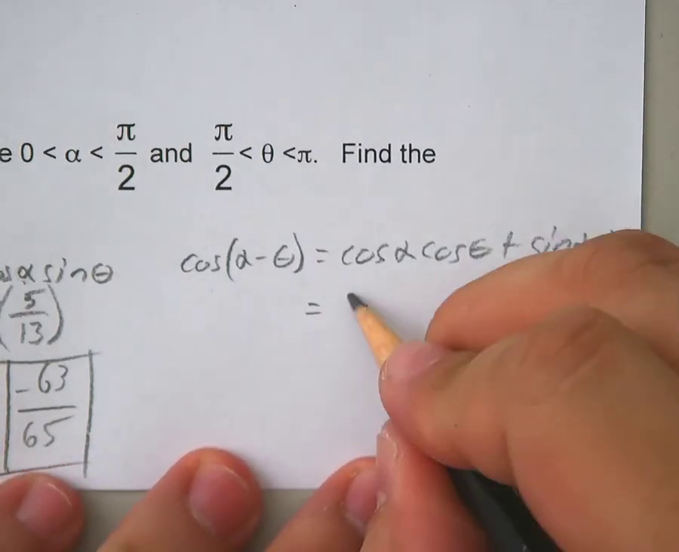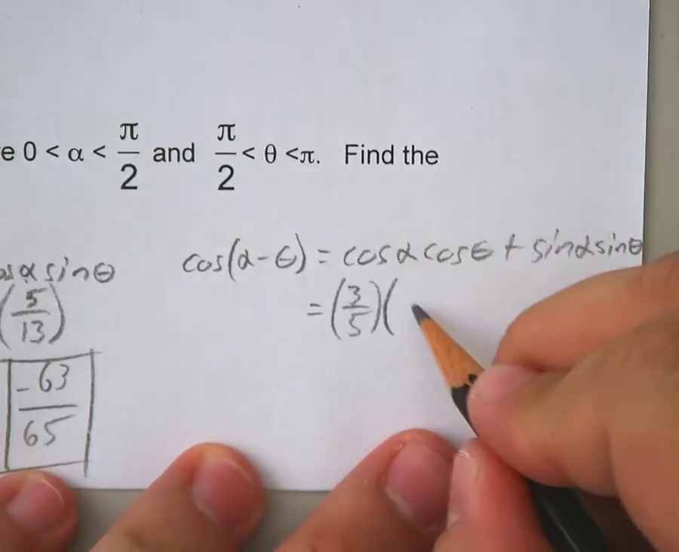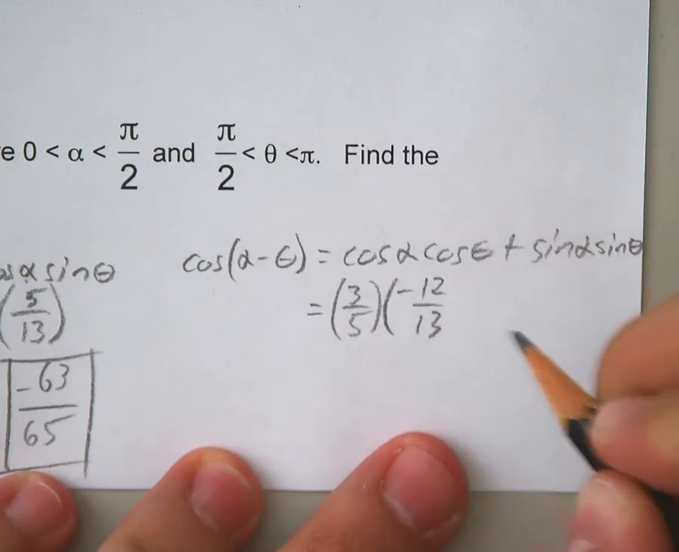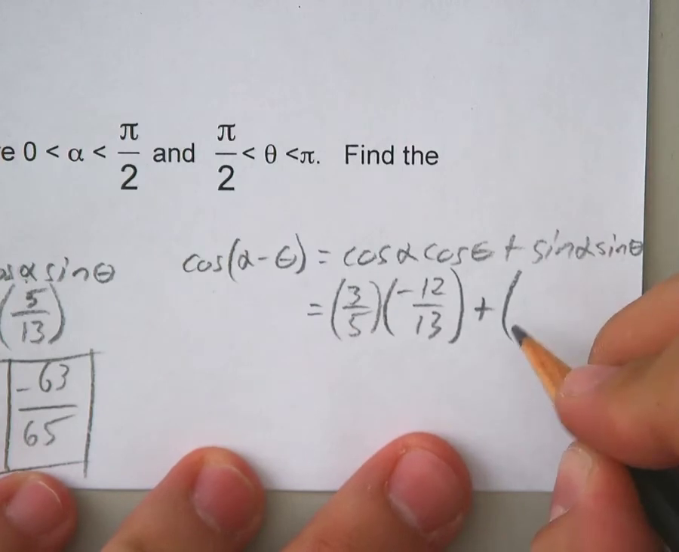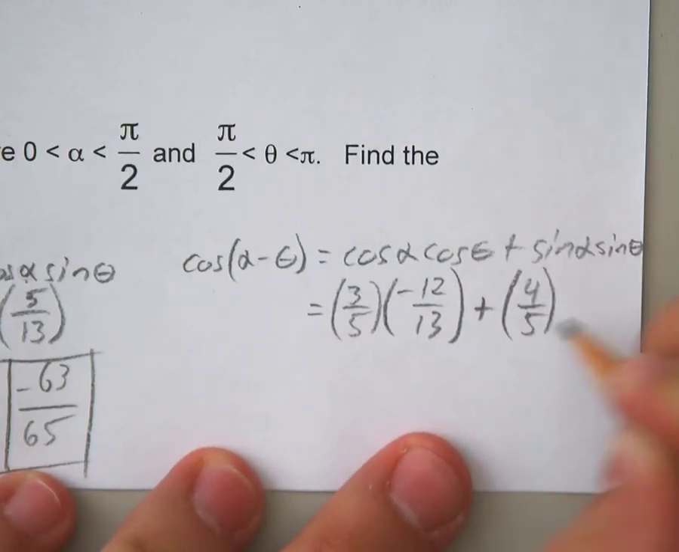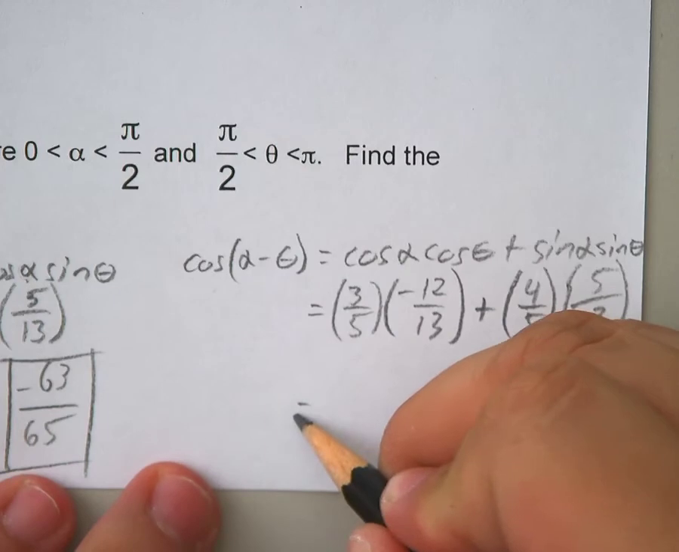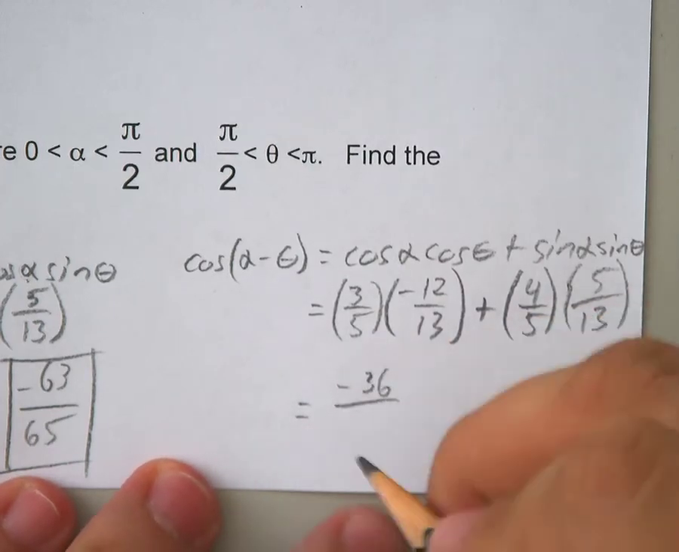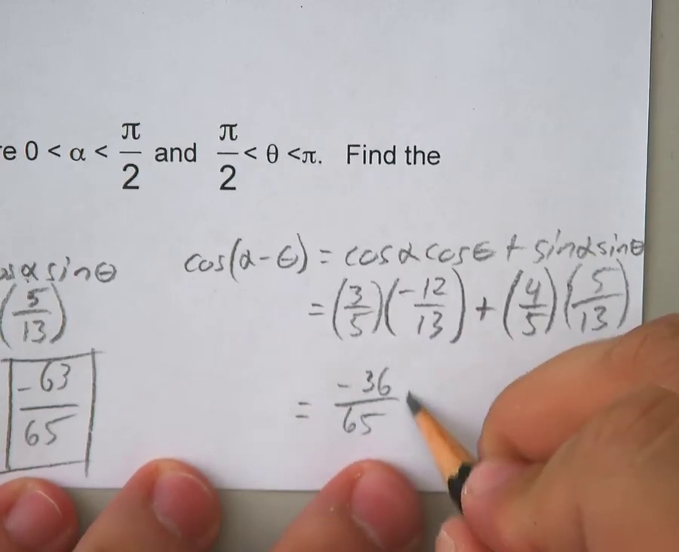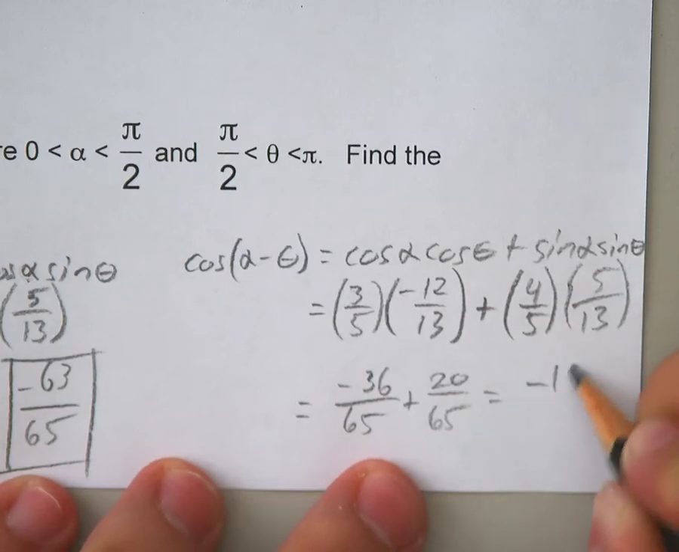Cosine of alpha is 3/5, cosine of theta is -12/13, plus sine of alpha, 4/5, sine of theta, 5/13, which is going to be -36/65 plus 20/65, which is -16/65.